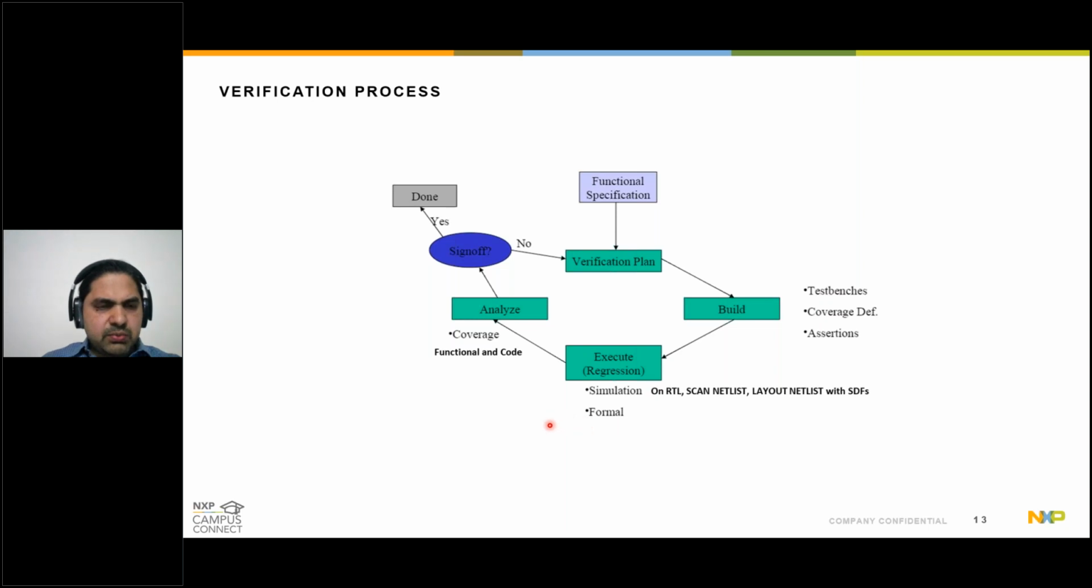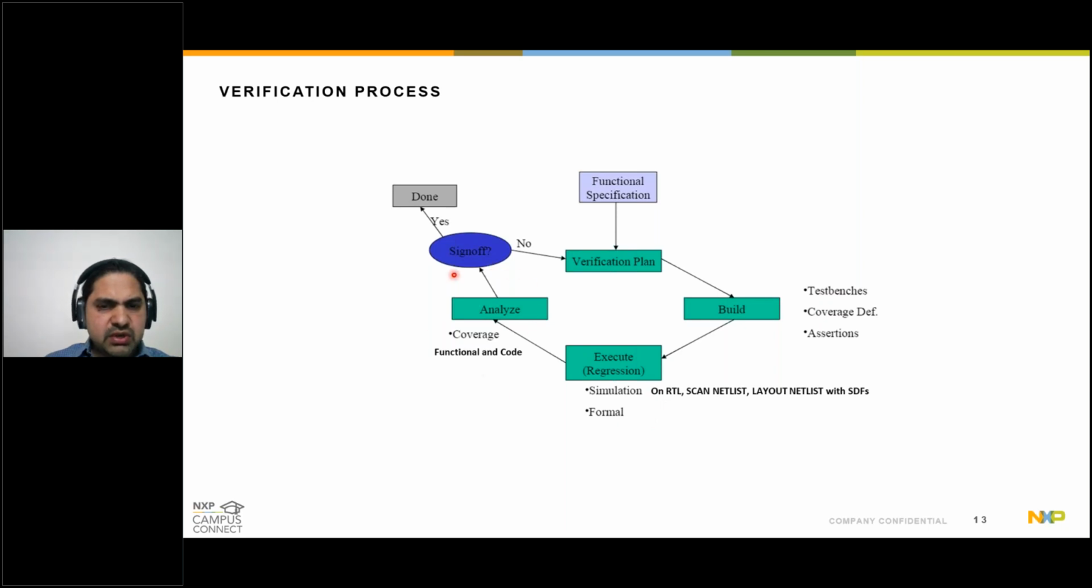Then we take the test bench and test cases through a process called regression to ensure that all the test cases that we have created are simulated and are found to be passing. The regression is also run at least mandatorily on the layout netlist and not just on RTL, and it is done at a stage when the layout netlist and the timing information in SDF format is available.